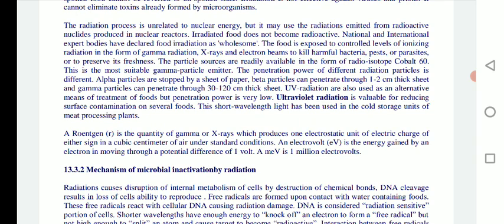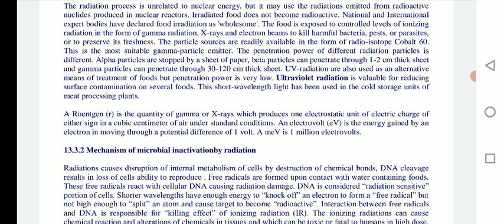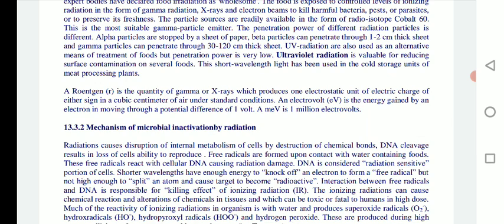These particle sources are readily available in the form of a radioisotope, cobalt 60, which is the most suitable gamma particle emitter. Cobalt 60 emits gamma particles, and the penetrating power of different radiation particles is different. Alpha particles are stopped by a sheet of paper, beta particles can penetrate through a 1 to 2 centimeter thick sheet, and gamma particles can penetrate even a 30 to 120 centimeter thick sheet. So gamma particles have the highest penetrating power.